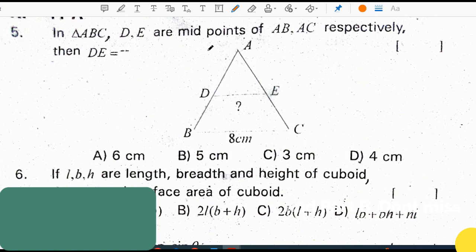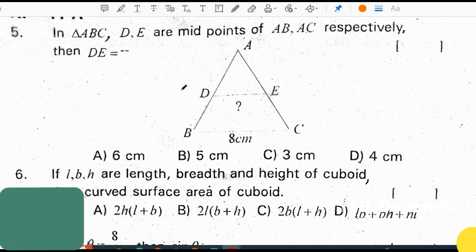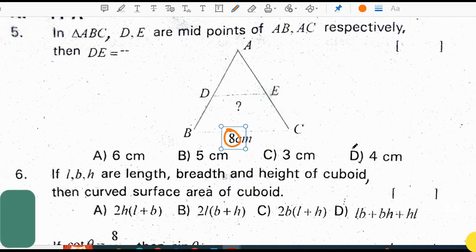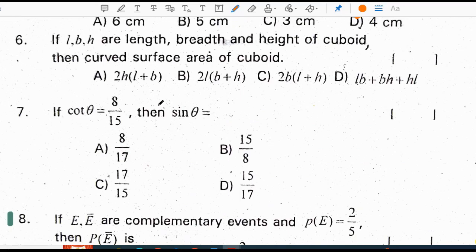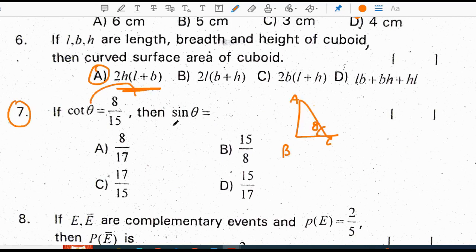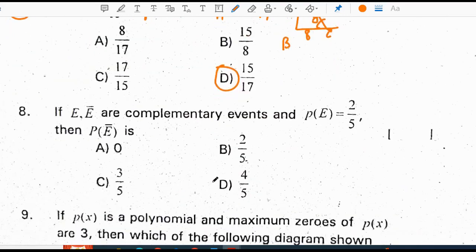In triangle ABC, D and E are the midpoints of AB and AC respectively. Then DE is, so if BC is 8 centimeters, obviously DE will be 4 centimeters. Sixth question, if L, B, H are length, breadth and height of a cuboid, then the curved surface area of the cuboid is 2H into L plus B. Seventh question, if cot theta is equal to 8 by 15, then sin theta is equal to. Sin theta is opposite by hypotenuse, opposite to theta is 15 and hypotenuse is 17. So 15 by 17 is the correct answer.